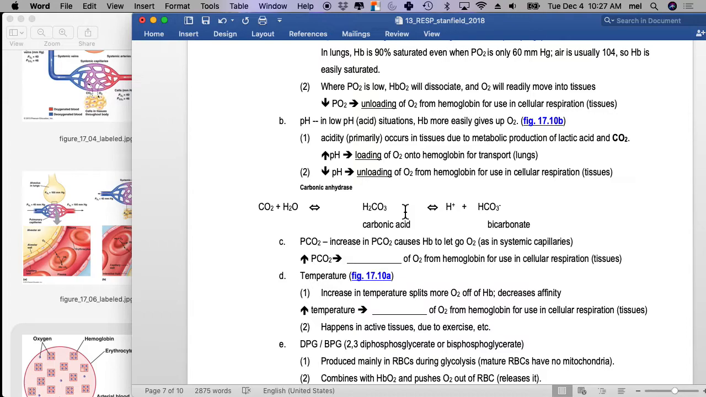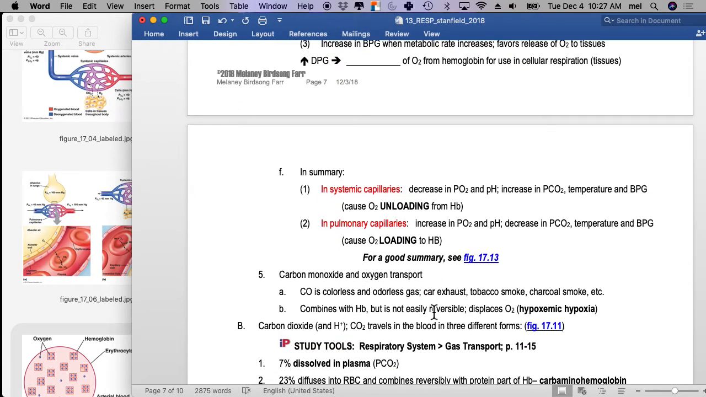You ready? It's not as bad as you think. Okay, so in your systemic capillaries, I want you to make sure that these make sense as I go through each one of them. If I compare my systemic to my pulmonary capillary beds, do these things make sense? In systemic capillaries, you should have lower PO2. Yes? You should have lower pH. Make sure that one makes sense to you. Why? Everybody okay with those two?